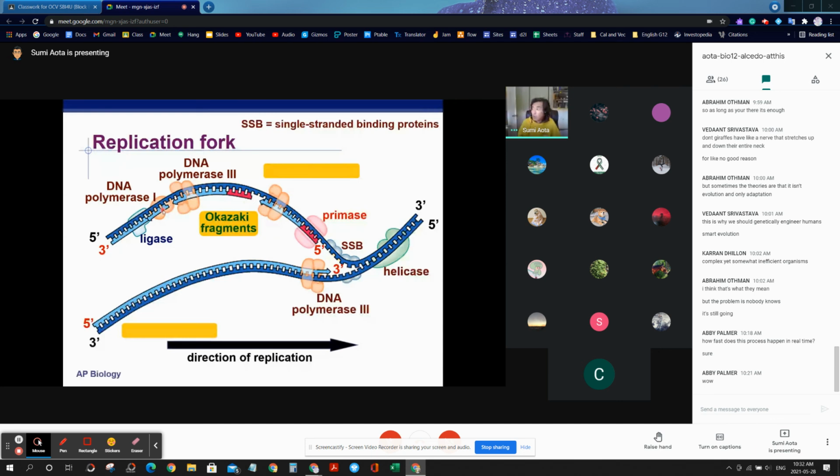So be sure you know the functions of all of these different enzymes and how this works. Why is one side leading, why is one side lagging? Okay? So take a look at the videos, review these notes.